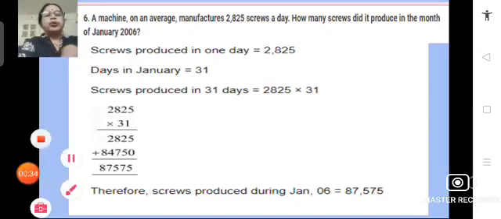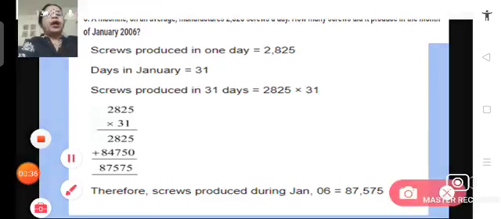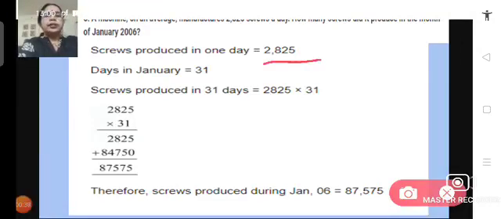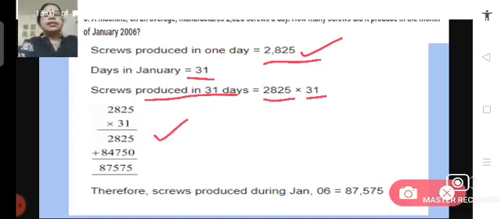So, the number of screws produced by the machine in one day are 2825. And we have to find out the number of screws produced in the month of January. So, what are the number of days in the month of January? They are 31. So, what will be the number of screws produced in 31 days? It will be 2825 multiplied by 31. So, we multiply the numbers like this.